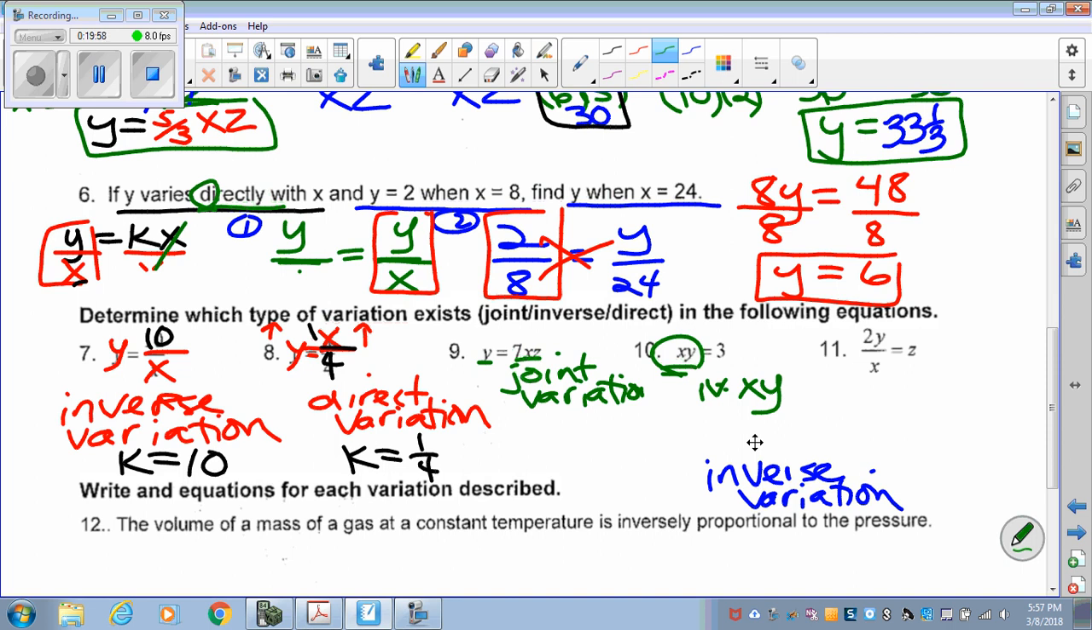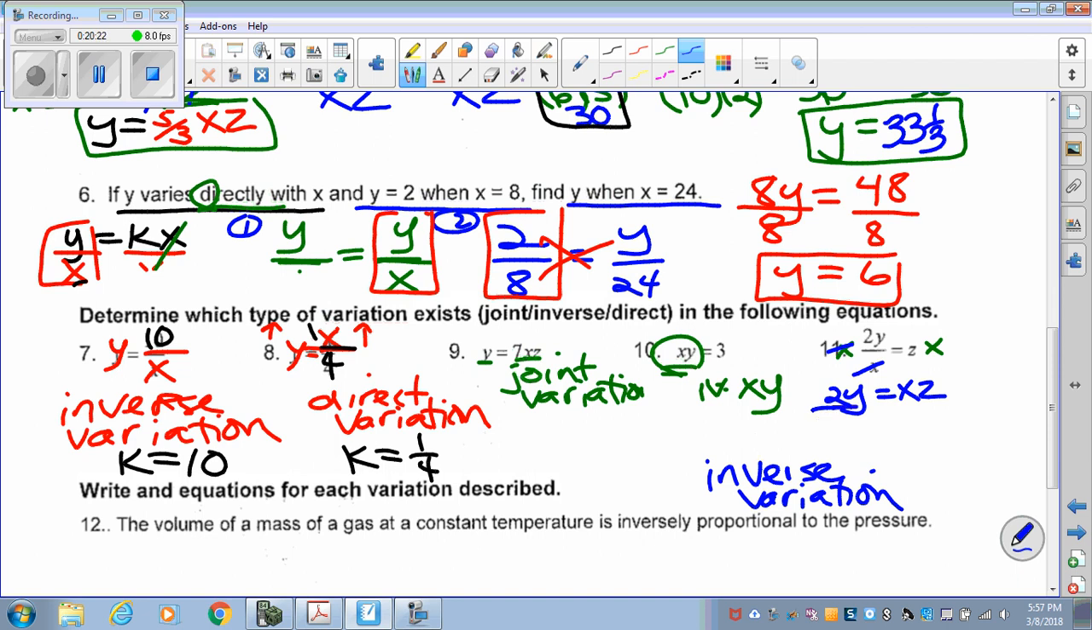Okay, and now for 11, that's kind of hard to tell, except how many variables do we have? We have 1, 2, 3, x, y, and z. So my first guess would be that it would be a joint variation. Well, let's see, if I try to get y by itself, I would multiply by x, because x is in the denominator. Anytime you want to get rid of a denominator, you multiply by it. So that would be 2y equals, and I'm just going to write xz, right? Remember, the commutative property can change the order.